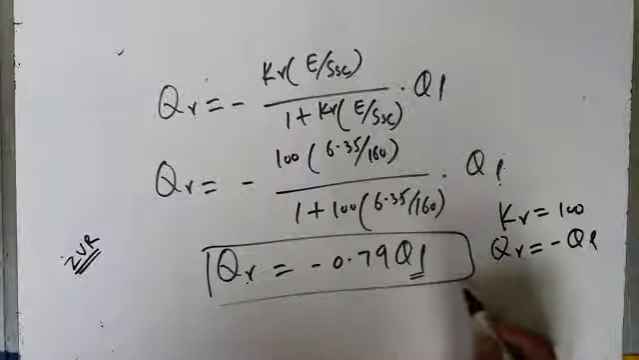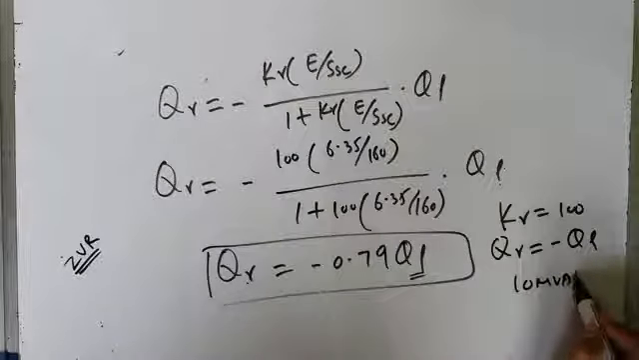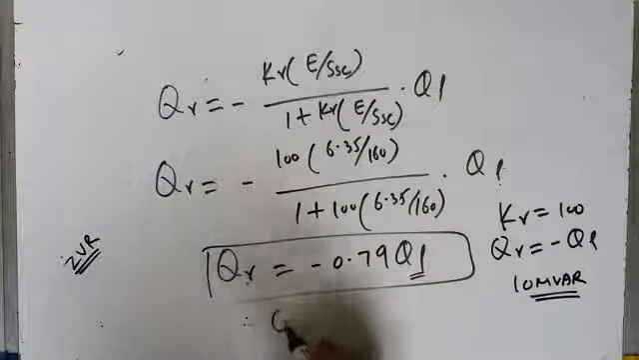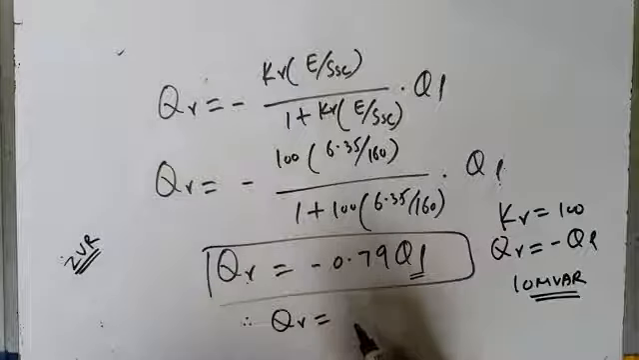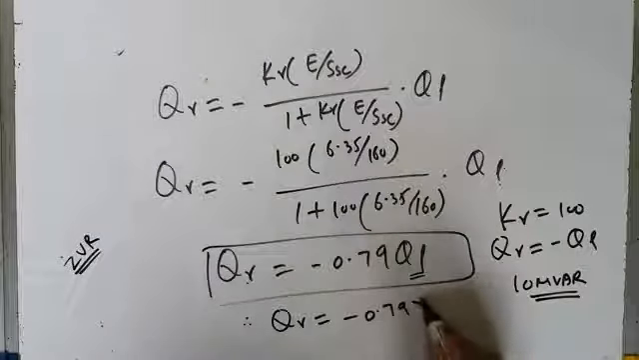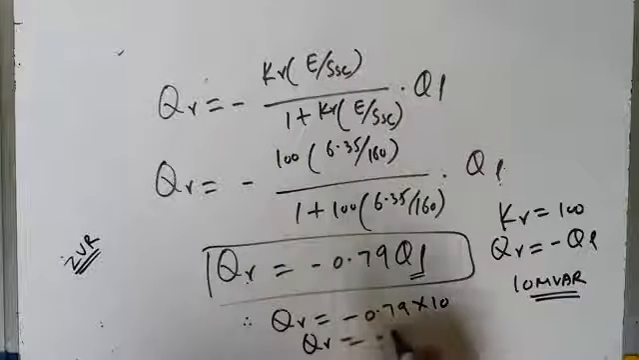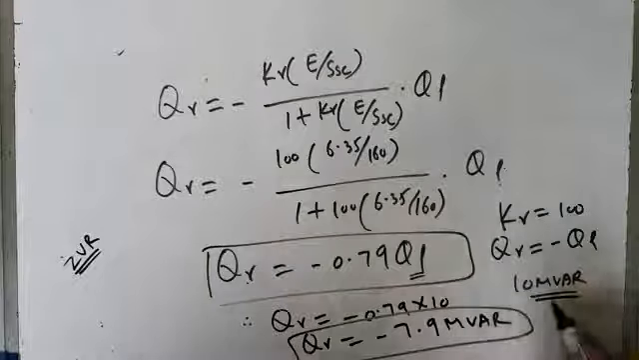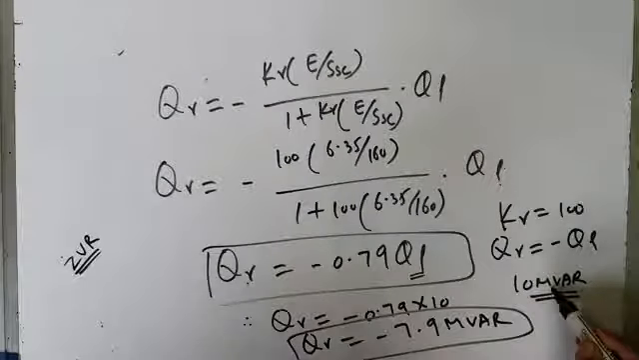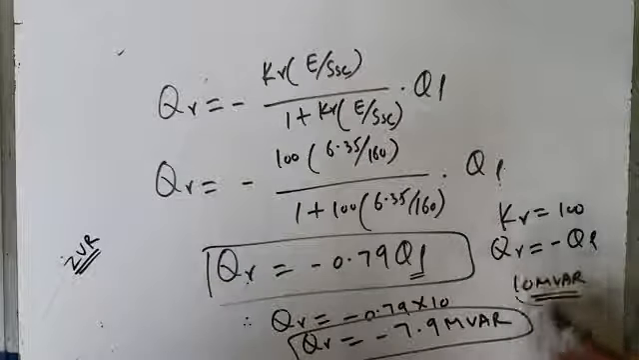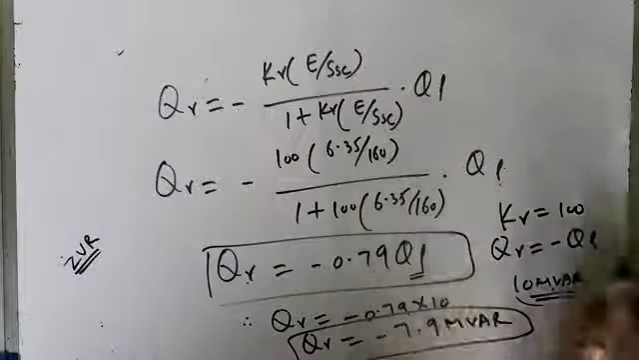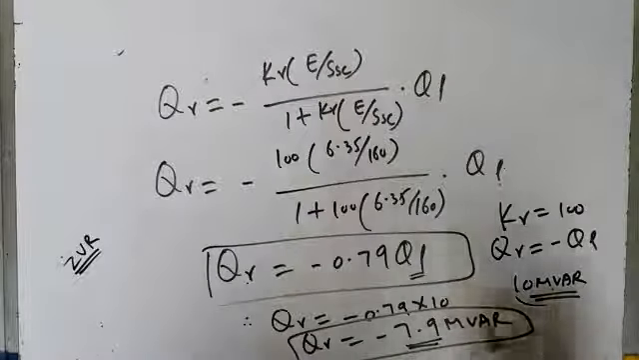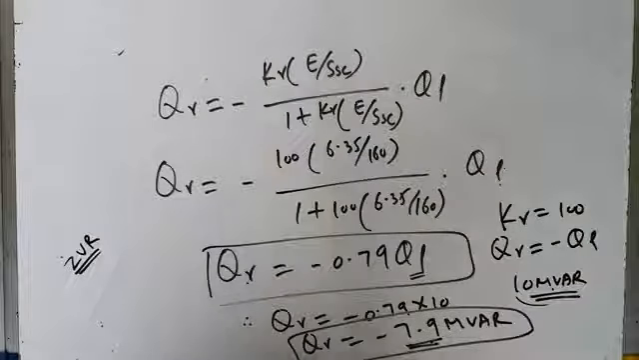What is the change in load reactive power? 10 megawatts. It is said in the problem that load reactive power increases by 10 megawatts. So for that, Q gamma is equal to minus 0.79 into 10. So Q gamma is equal to minus 7.9 megawatts only. That means if your load reactive power demand increases by 10 megawatts, your compensator does not compensate the entire 10 megawatts. It does not inject the entire 10 megawatts. It is able to inject only minus 7.9 megawatts. So 2.1 megawatts less than what is required.